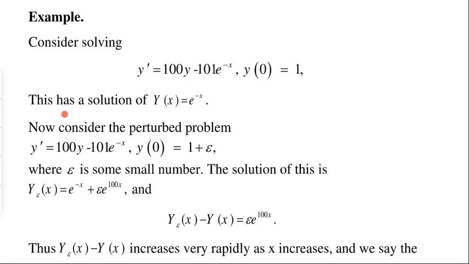Here we have a solution y of x equals e to the minus x. In this initial value problem, our solution is known. We know the solution of this problem because this is just an example. We want to explain the details of stability subject to this problem with the known solution.